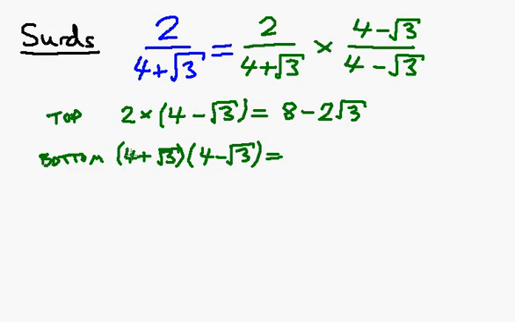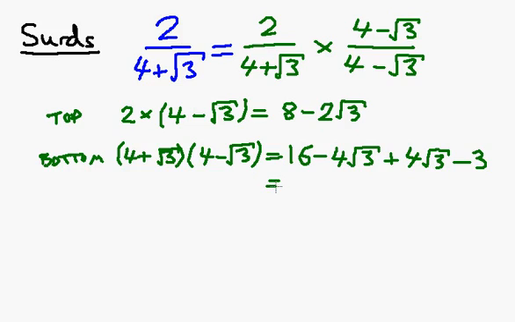What we've got is 4 times 4 gets me 16. 4 times minus root 3 is minus 4 root 3. And then I've got root 3 times 4, so that's plus 4 times root 3. And I've got the root 3 times minus root 3. So I get a negative 3 on the end.